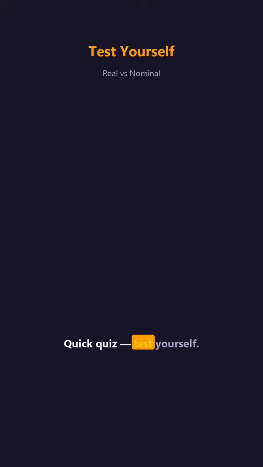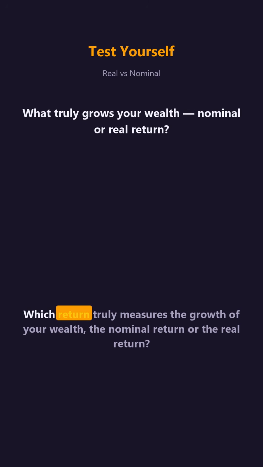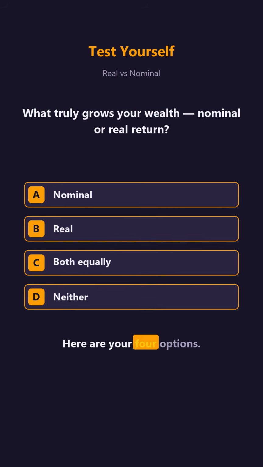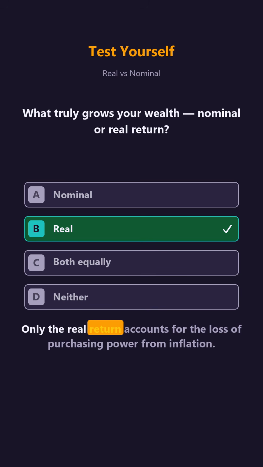Quick quiz, test yourself. Which return truly measures the growth of your wealth, the nominal return or the real return? Here are your 4 options. Pause the video and solve it now. The correct answer is B, the real return. Only the real return accounts for the loss of purchasing power from inflation.